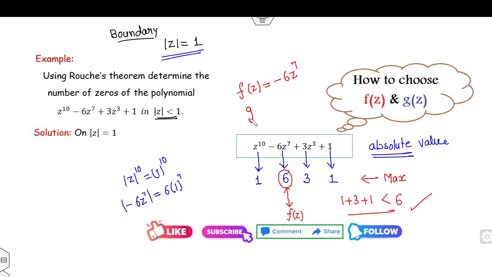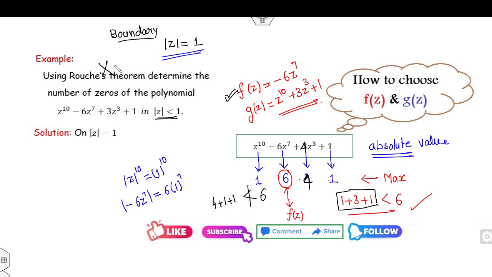ये आपका f हो गया. और जो बाकी क्या बच गया, that is the remaining term, z raised to power 10 plus 3z cube plus 1, is the g of z. रिमेंबर स्टूडेंट, मैं रिपीट कर रहा हूँ, मैक्सिमम वैल्यू you can always take the largest value. अगर ये कंडीशन सेटिस्फाइड होती है, रिमेनिंग सम is strictly less than, तो ही आपका f of z ये होगा. अगर for example this number will be say 4, then clearly 4 plus 1 plus 1 is not less than 6. So that means Rouche theorem is not applicable on this function.